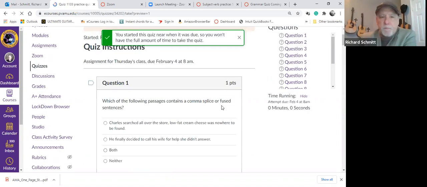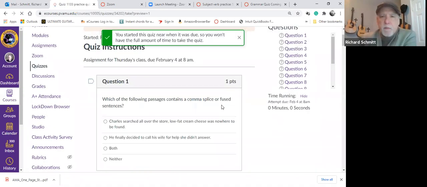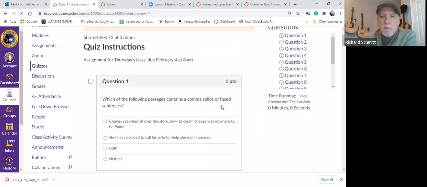So which of the following contains a comma splice or a fused sentence? They're both the same kind of error. One has a comma in between two sentences. One has nothing in between two sentences. Charles searched all over the store. That's a sentence. We could put a period there. Low-fat cream was nowhere. We have a subject and a verb to be found. So we know that's a comma splice. We have a comma in between two sentences.